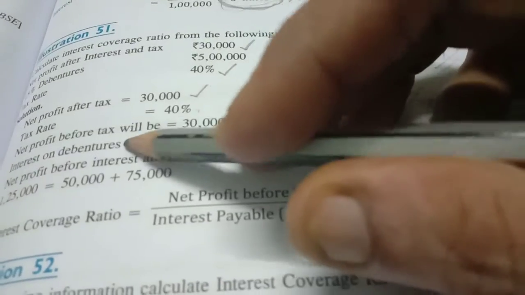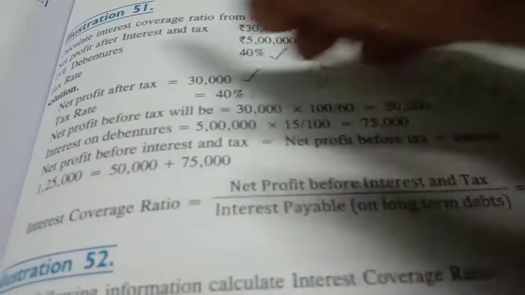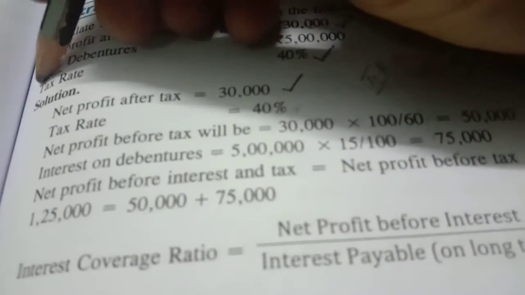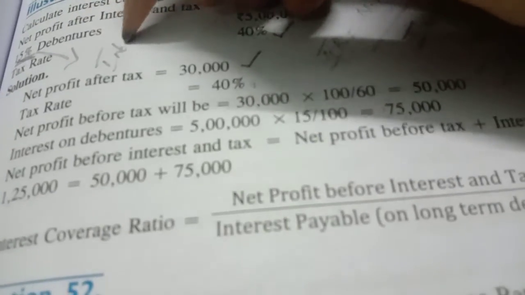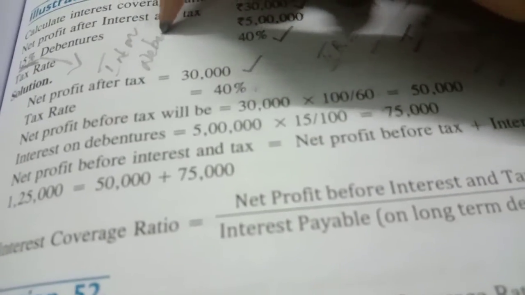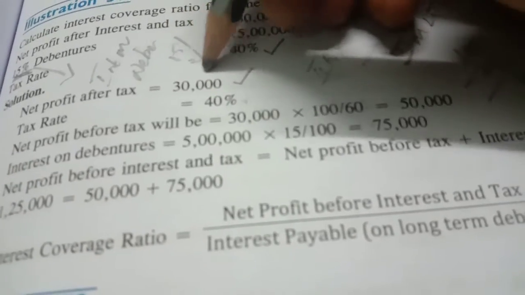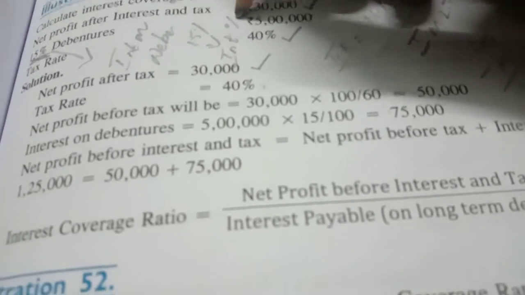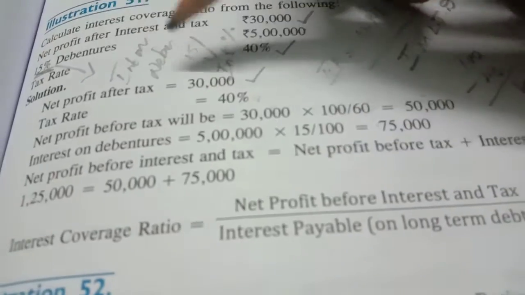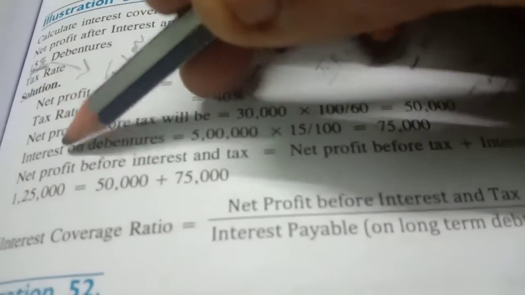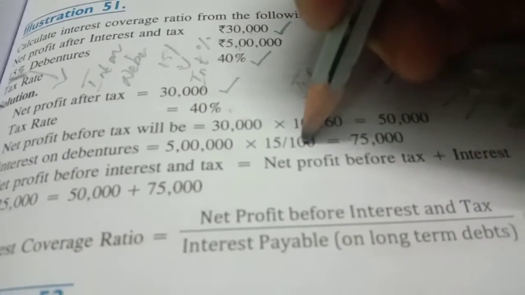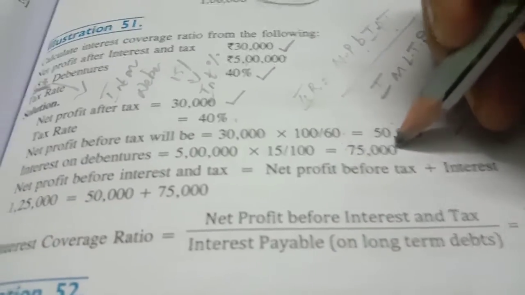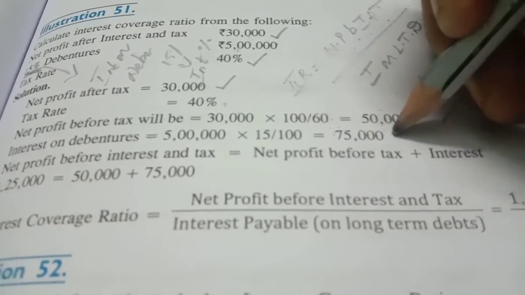The next one is the interest on debentures. So in this 5 lakhs, what is the rate? See the sum, 15% debentures. So this 15% is the interest percentage. Keep in mind, this 15% is the interest percentage. So for interest on debentures, in this 5 lakhs we have to find 15%. So this is 75,000. This is the interest amount.